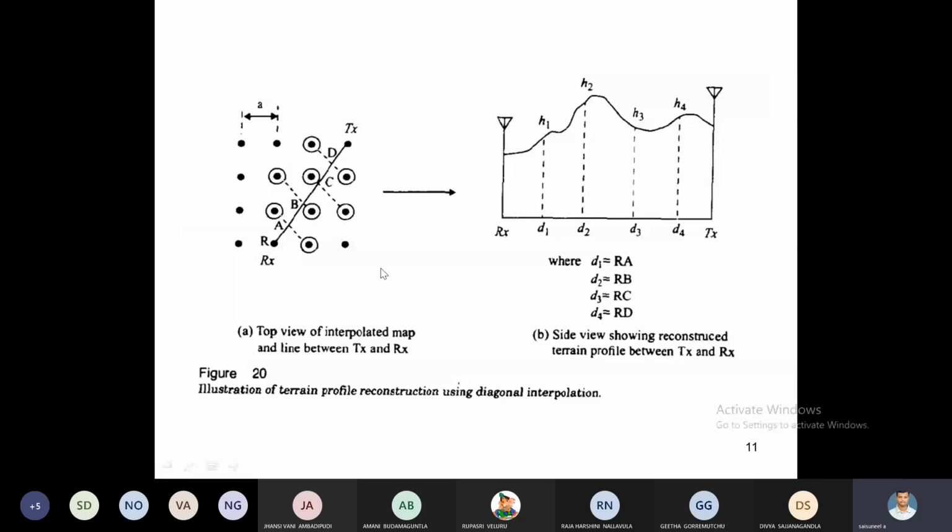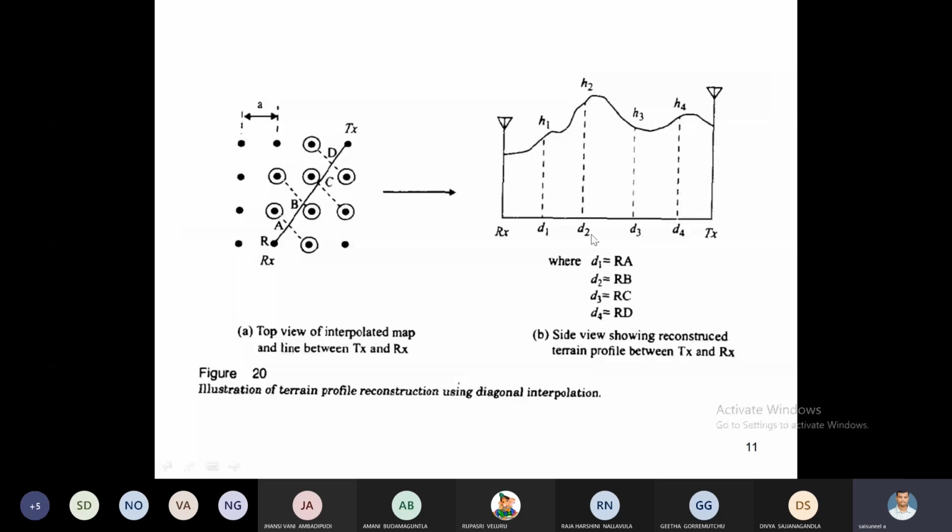See this one, this is the transmitter, this is the receiver. We have to draw the radial joint here. We need the radial joint. These are the heights, the different heights of either hill stations or buildings. Here D1 is equal to RA, D2 is RB, D3 is equal to RC, D4 is RD. Here these two figures show an illustration of terrain profile reconstruction using diagonal interpolation.